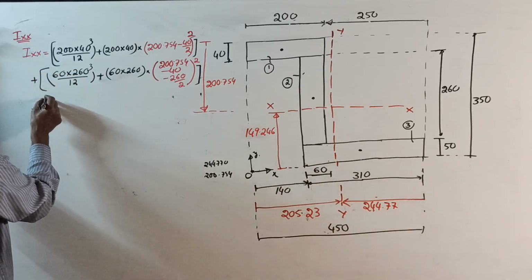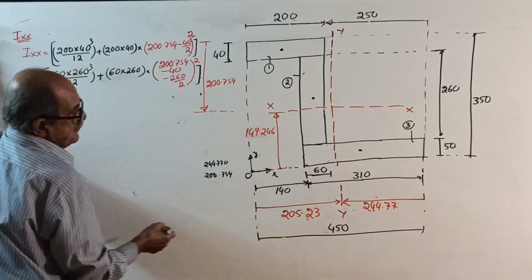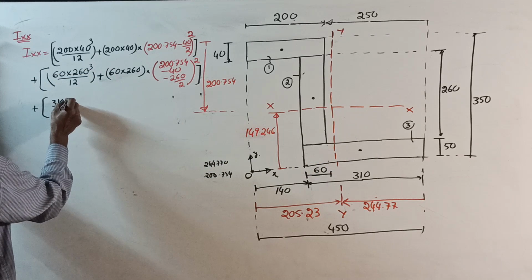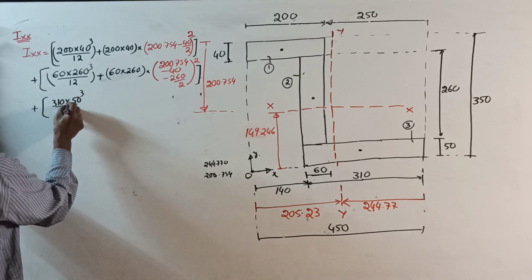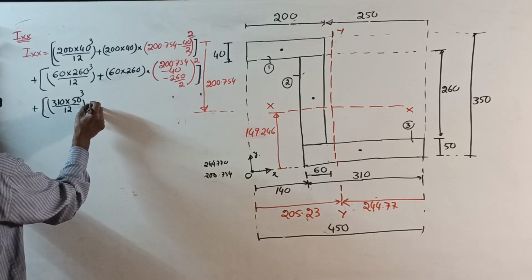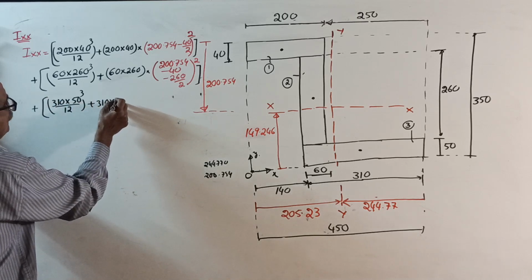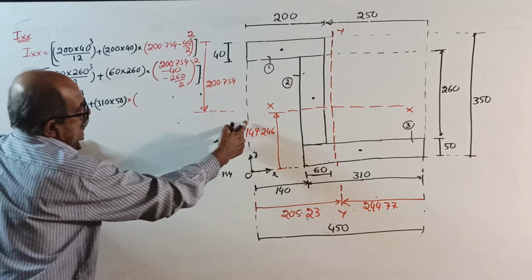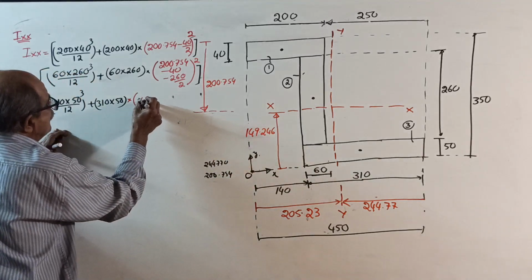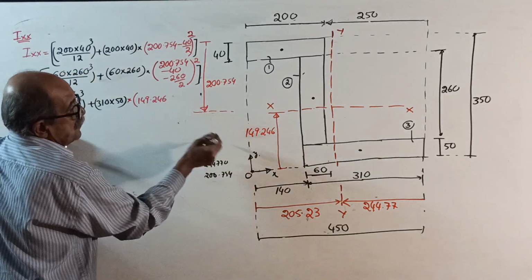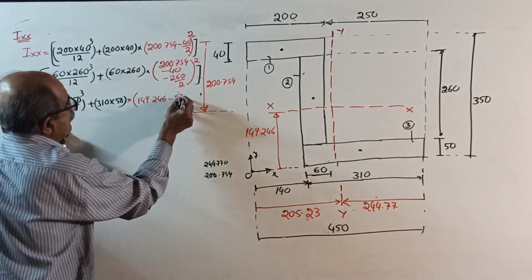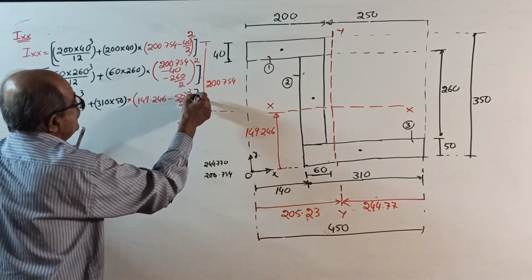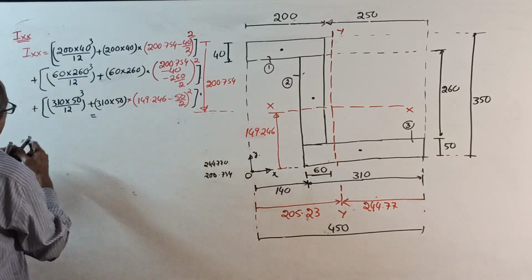Plus third one, I about own axis. 310 into 50 cube by 12 plus 310 into 50 is the area, into 149.246 minus 50 by 2, whole square. Over. Calculate all the three and get the IXX. Okay, over.